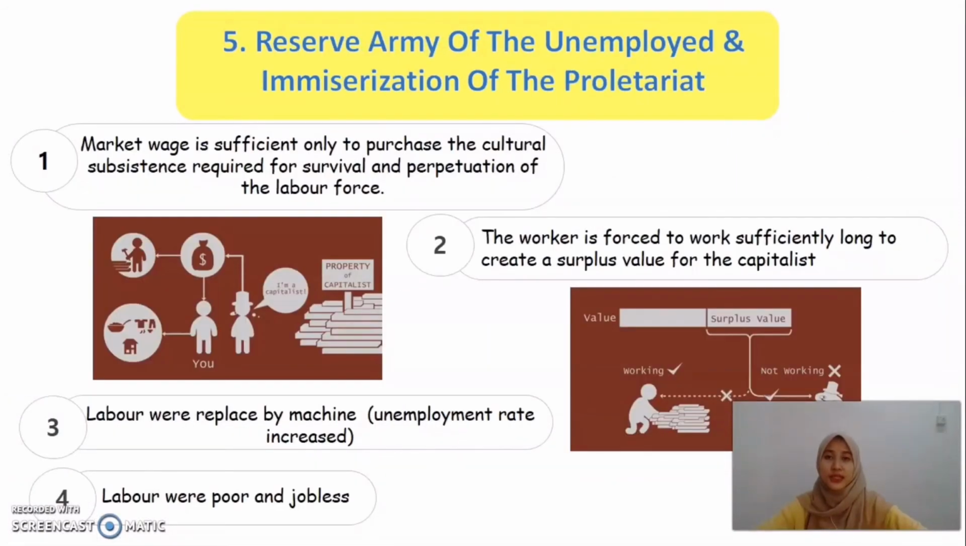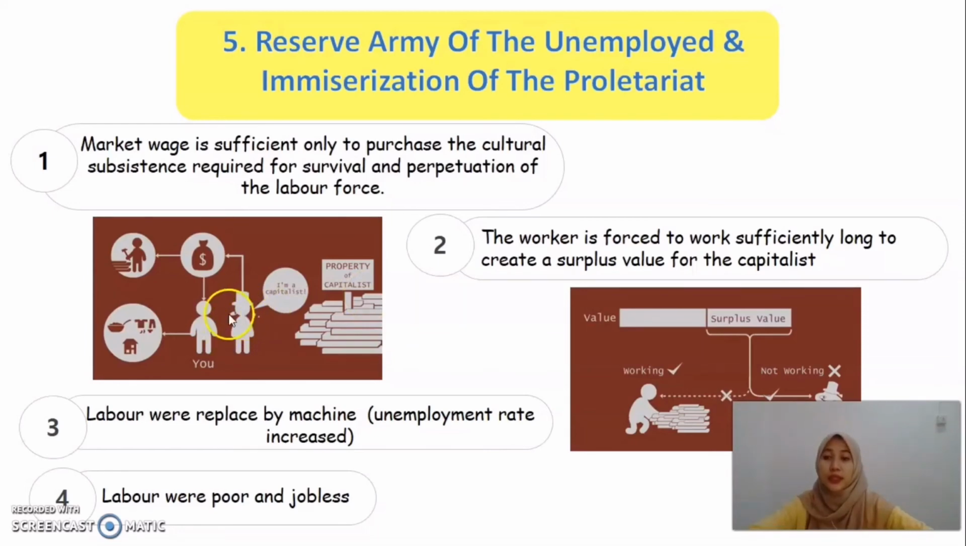Part 5 is reserve army of the unemployed and immiserization of the proletariat. First, the market wage is sufficient only to purchase the cultural subsistence in order to survive. As you can see in this illustration, capitalists own the property of capital because of private ownership, which means that the property can be owned only by capitalists.